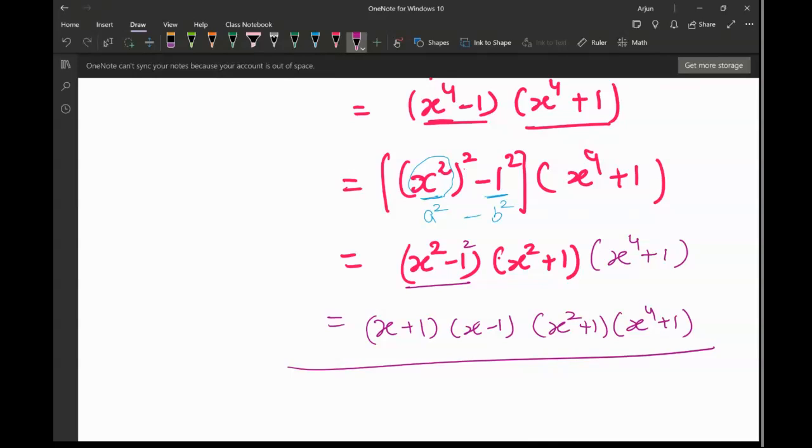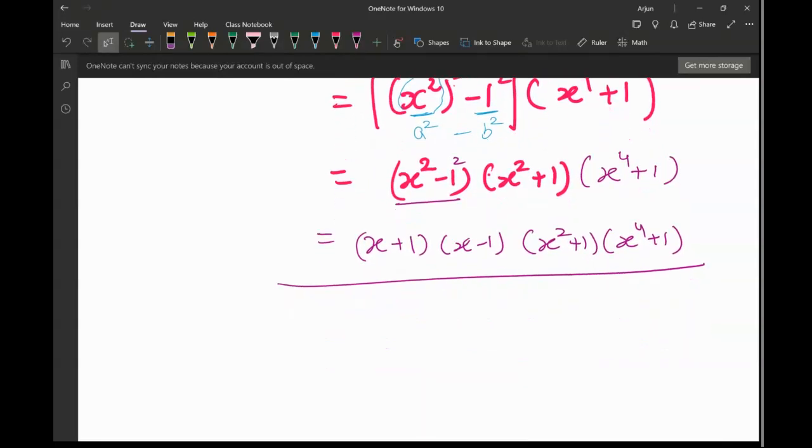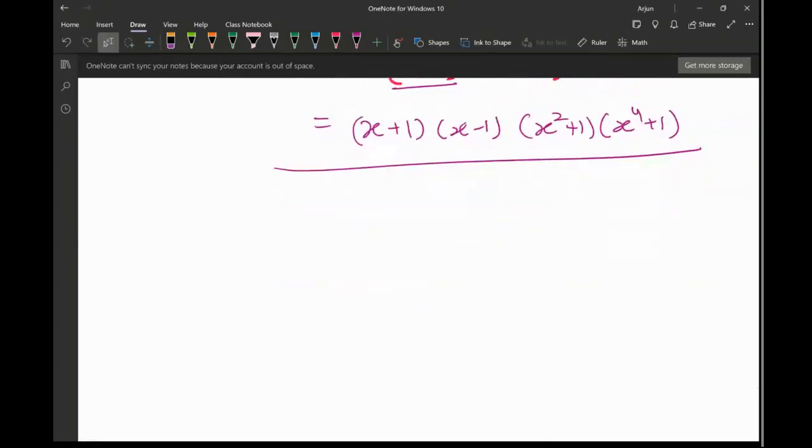Alright, now I'm gonna move to chapter number 6.3. Some questions I'm going to take from there. So I'm going to talk about the foiling. If the question looks like something like this, 4x square plus 4x minus 3, I want to find the factors of this given trinomial.